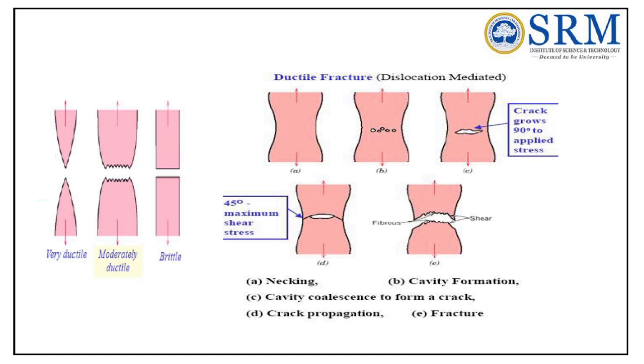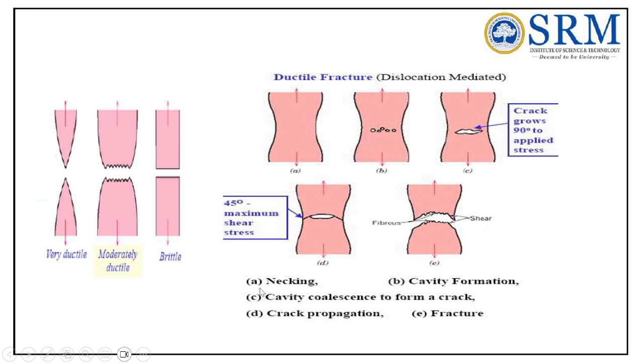On further application of the load, these small voids will join together, that is coalesce, to form a crack. You can see the crack grows at 90 degrees to the applied stress, then it changes its direction to an angle of 45 degrees, that is the maximum shear stress direction, such that it separates into two after it reaches the fracture point. One part of the metal pulls away from the other part, so that you can see a cup and cone type of fracture.